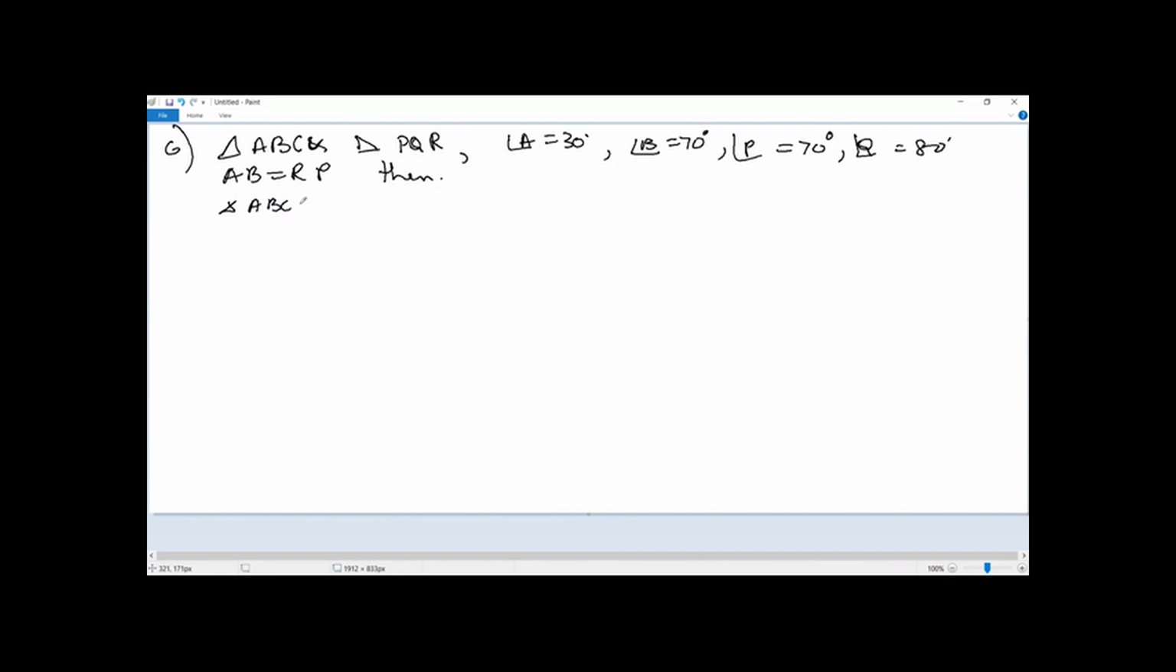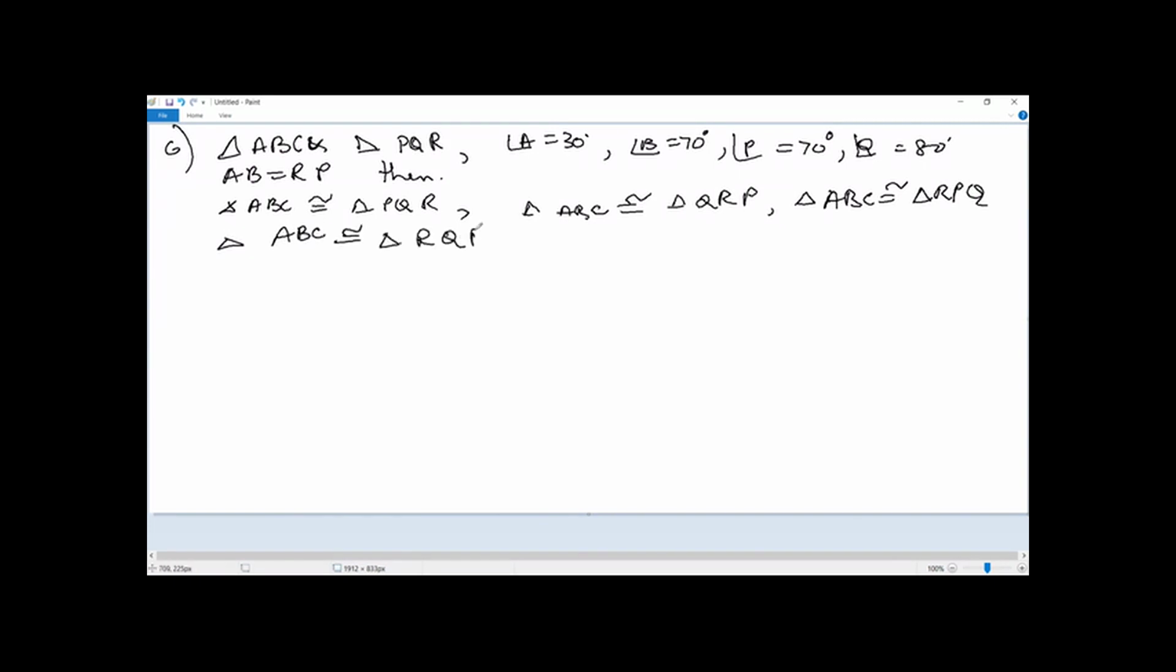Triangle ABC congruent to triangle PQR. Triangle ABC congruent to triangle QRP. Next option, triangle ABC congruent to triangle RPQ. Last option, triangle ABC congruent to triangle RQP. Mahalakshmi has to answer. Ma'am, triangle ABC is congruent to triangle RPQ.